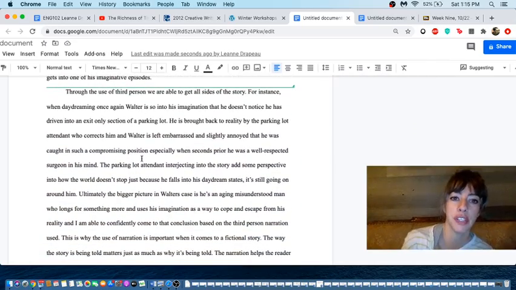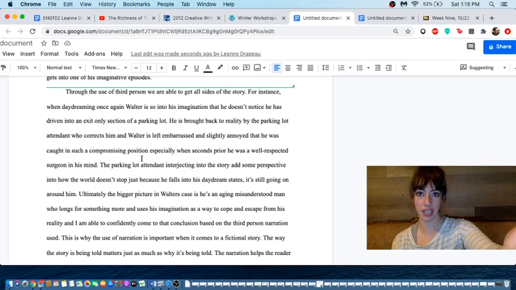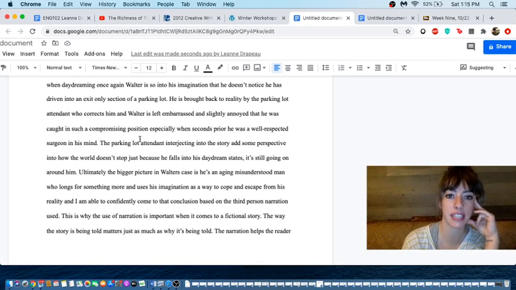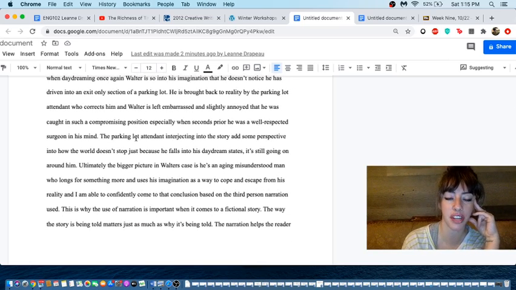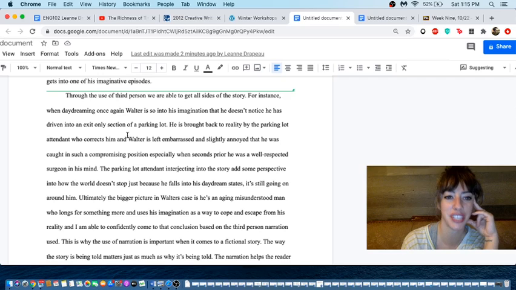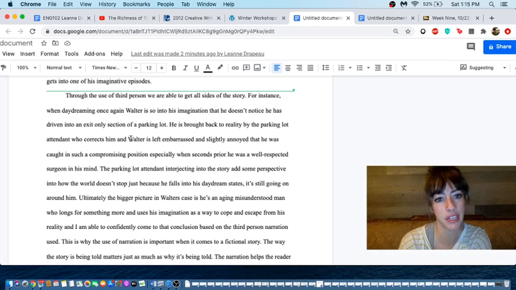"Through the use of third person, we are able to get all sides of the story. For instance, when daydreaming once again, Walter is so into his imagination that he doesn't notice that he's driven into an exit-only section of the parking lot." What could we put here? The text. A quotation from the text. "He is brought back to reality by the parking lot attendant who corrects him, and Walter is left embarrassed and slightly annoyed that he was caught in such a compromising position, especially when seconds prior he was a well-respected surgeon in his mind." Excellent summary of the piece, right?